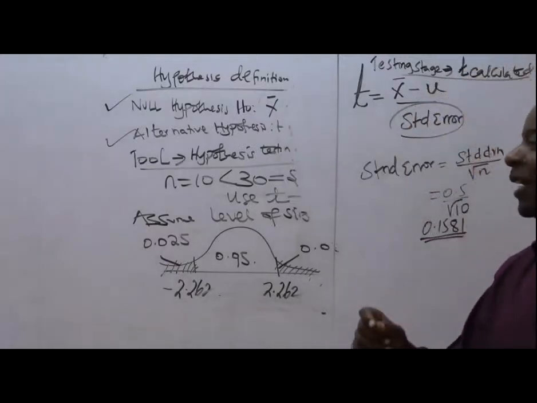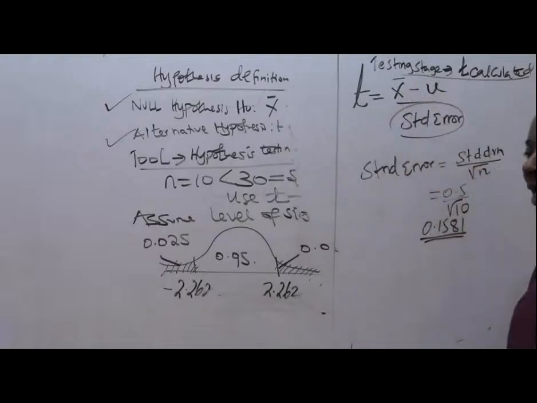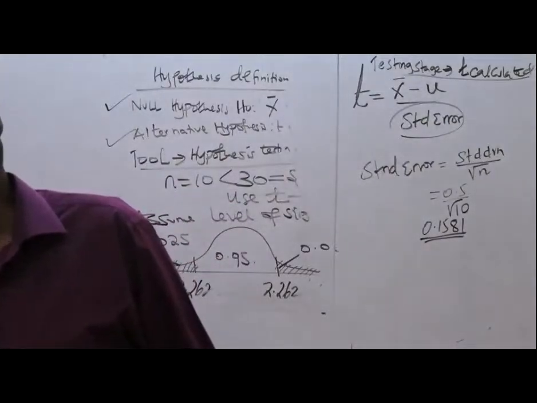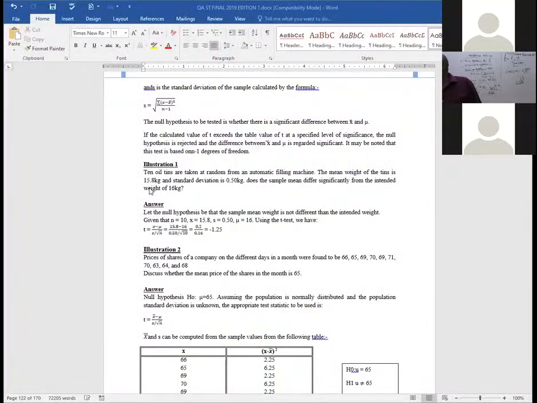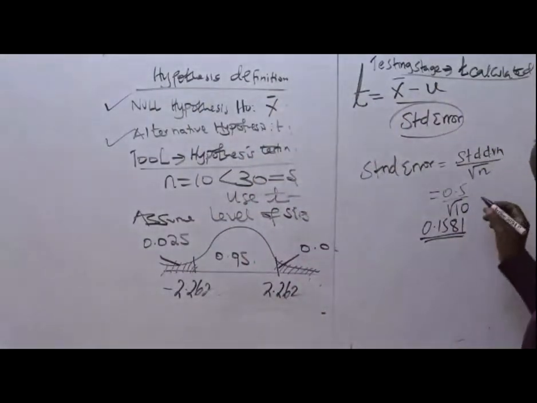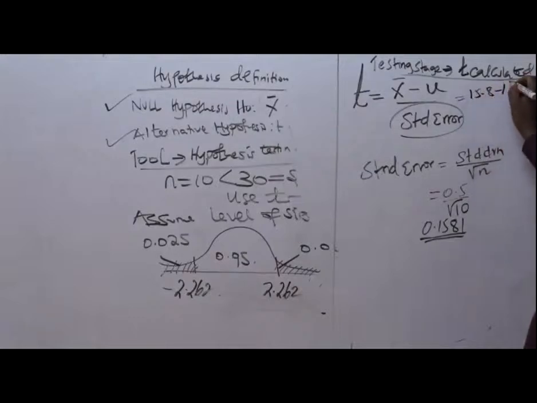So remember that X bar is the sample mean. I know I did not put the question up. The sample mean is 15.8. Remember we took these 10 oil tins and measured them, weighed them, and we got their average being 15.8, and the population mean is 16. Remember, mu means population mean. So we have 15.8 minus 16 all over the standard error of 0.1581.